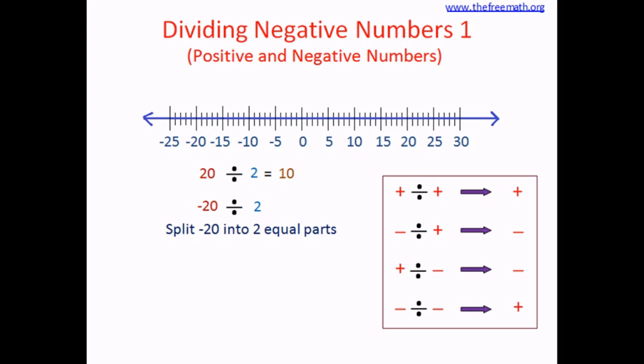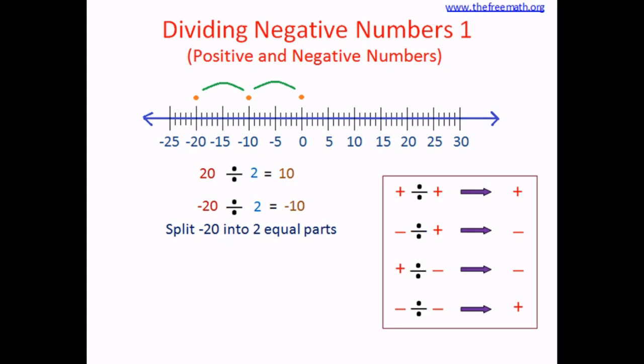We divide means we split it into two equal parts. So on the number line, negative 20 is here. And if you split this into two equal parts, starting from 0, it will look like this. So you can see that every part is of negative 10. There are two parts, negative 10 and another negative 10. These two parts give you negative 20. So the answer of this division is negative 10.